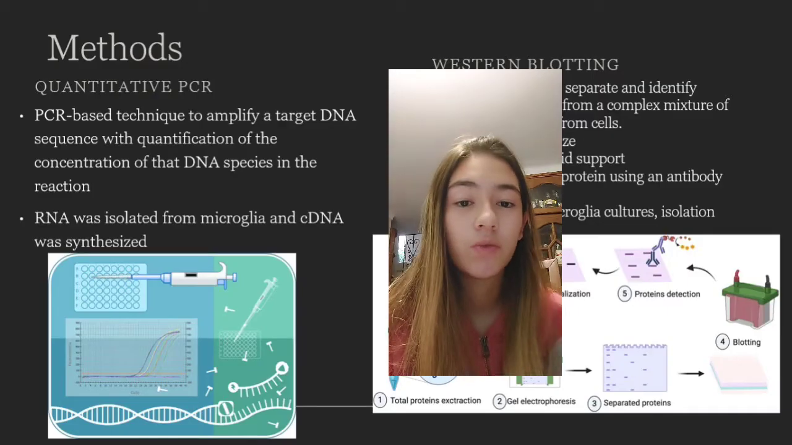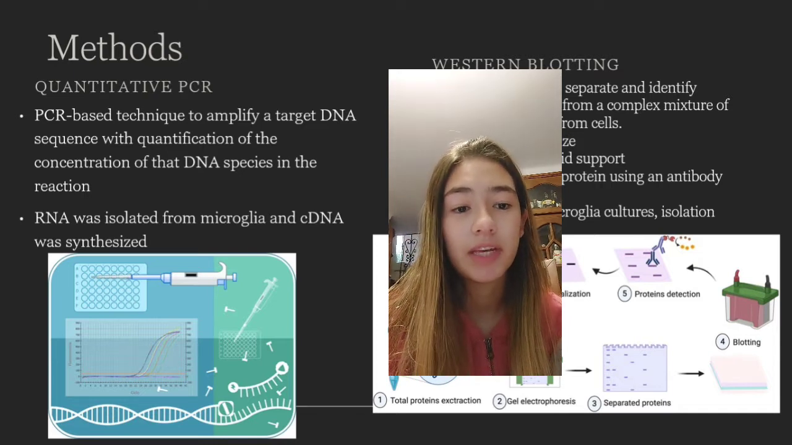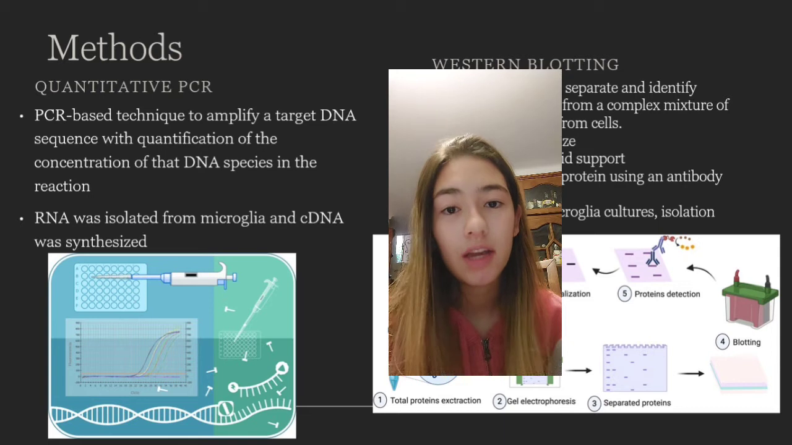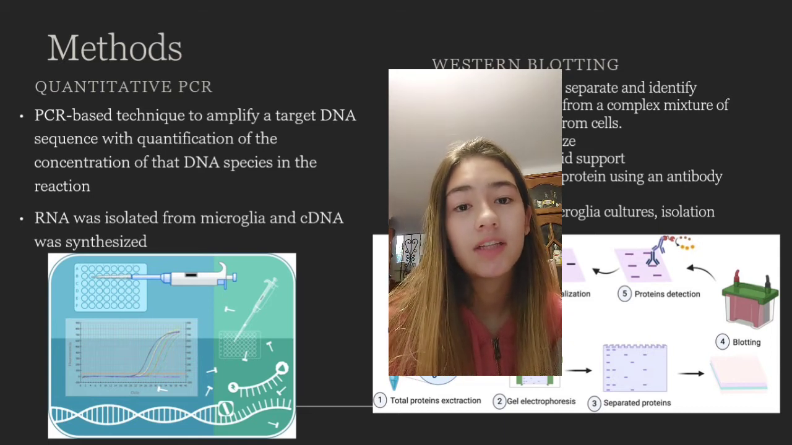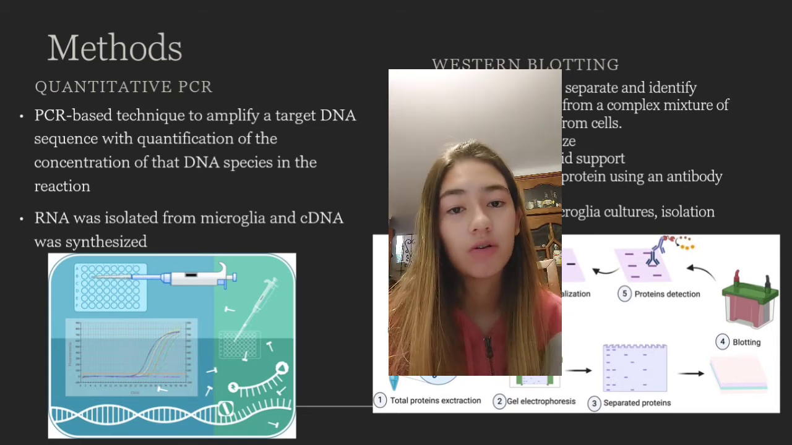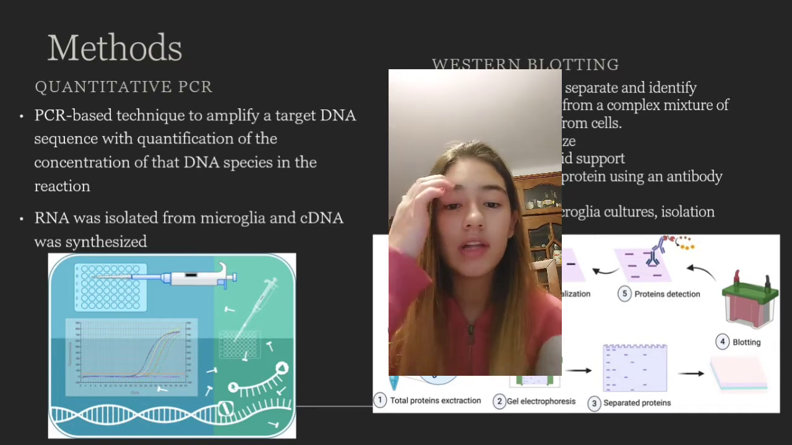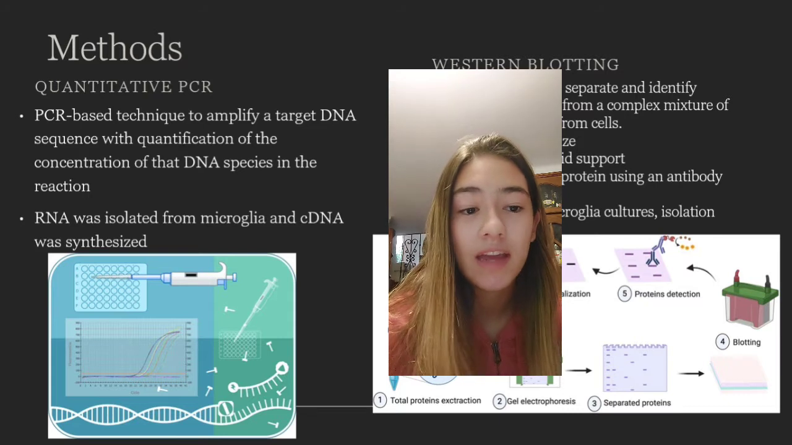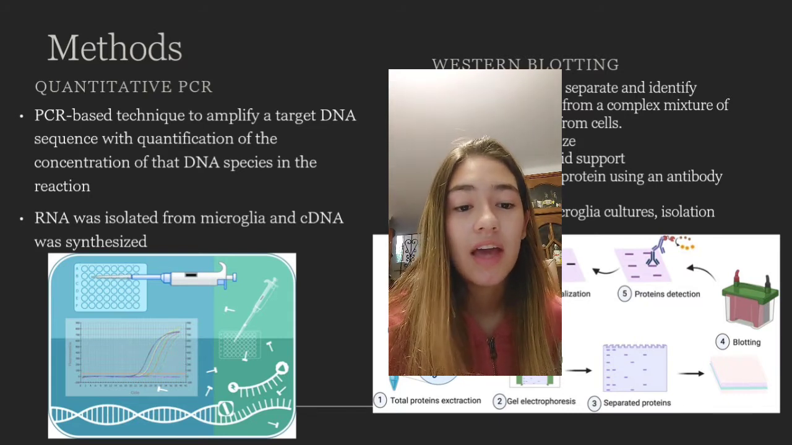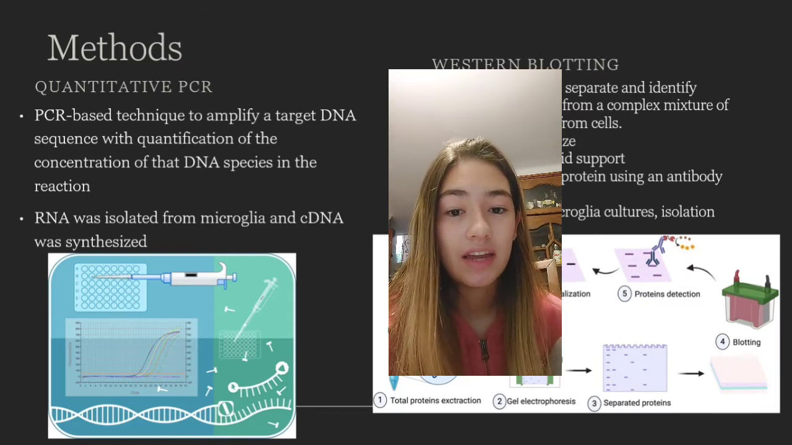So different methods were used for this study. One of them is the quantitative PCR. It is a PCR-based technique to amplify a target DNA sequence with quantification of the concentration of the DNA species in the reaction. And in our study, they isolated RNA from microglia and they synthesized DNA.